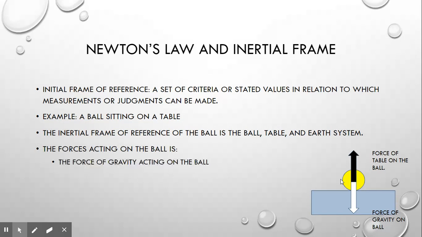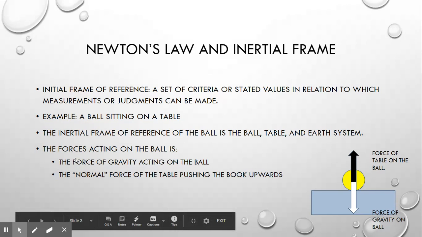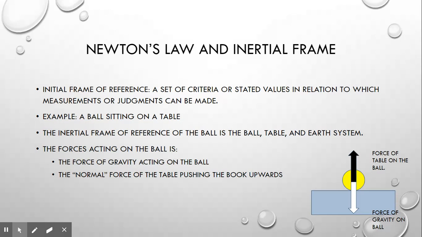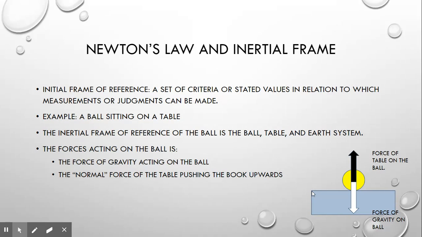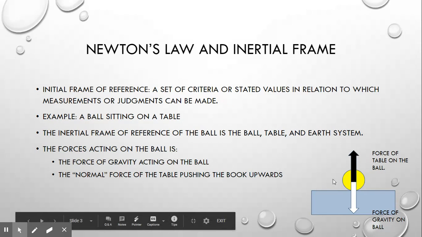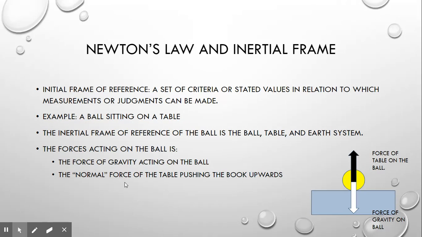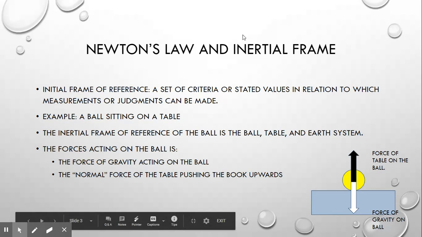Okay, so what forces are acting on the ball? We have the force of gravity acting on my ball, pulling it down, right? But what's making it stay up? Well, the only thing that's keeping the ball up is the force of the table acting on the ball, which is another way of saying a normal force, a force opposing gravity in that particular direction. I'll talk a bit more about normal forces in a bit. But we're going to be really focusing on inertial frame of reference.